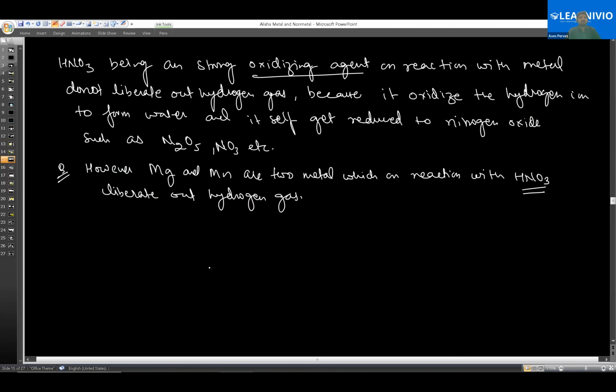And there I have told you, in the special case of HNO3, that HNO3 reacts with metals but doesn't produce hydrogen gas, because it itself gets reduced. Suppose it is HNO3 reacting with zinc. If it were to produce hydrogen, it should produce zinc nitrate, Zn(NO3)2, plus H2. But what it actually does is oxidize the hydrogen to water. Nitric acid being a strong oxidizing agent, it oxidizes the H plus ions to water and itself produces a nitrogen oxide like NO2.